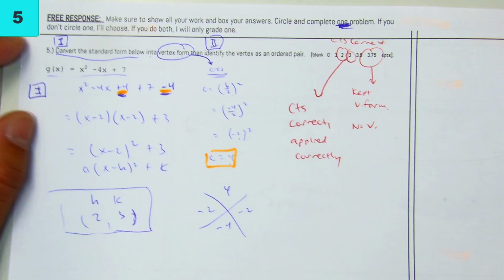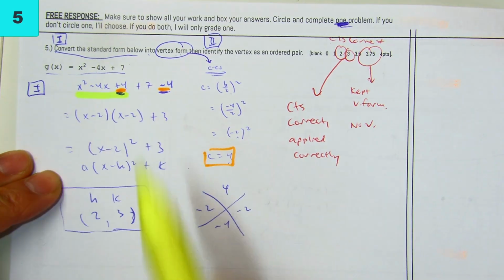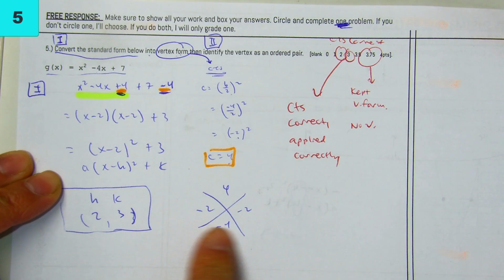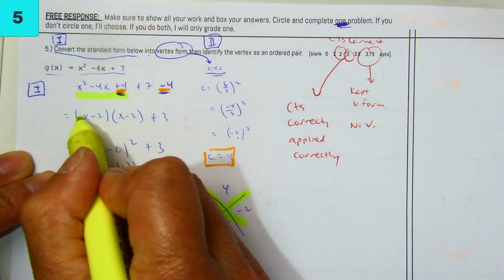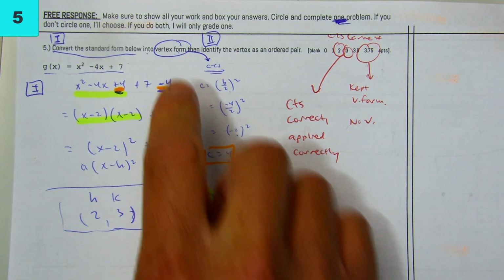Okay, so if you factor here in the yellow, using your x, then you would have gotten this as your answer. Put it together, you have x minus 2 squared. 7 minus 4 is 3.